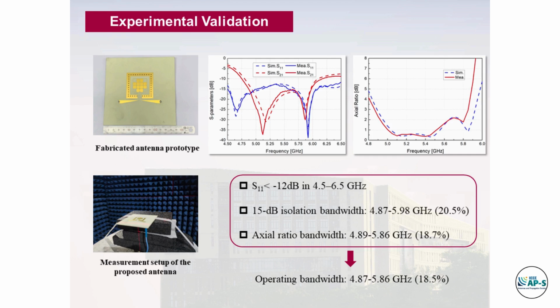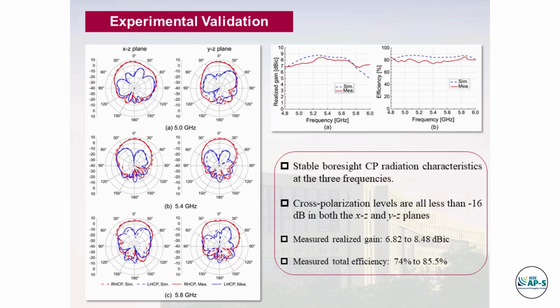Taking into account the 10 dB impedance bandwidth, 15 dB isolation bandwidth, and the 3 dB axial ratio bandwidth, the operating bandwidth of the proposed antenna is 18.5% in experimental measurement. The radiation performances of the antenna are shown in this page.